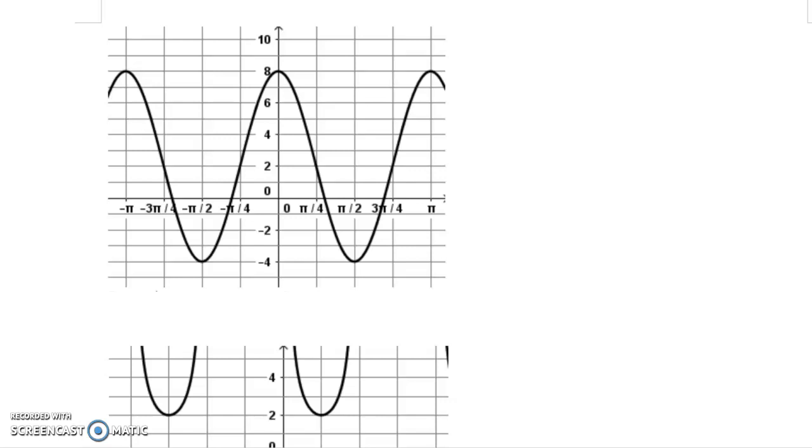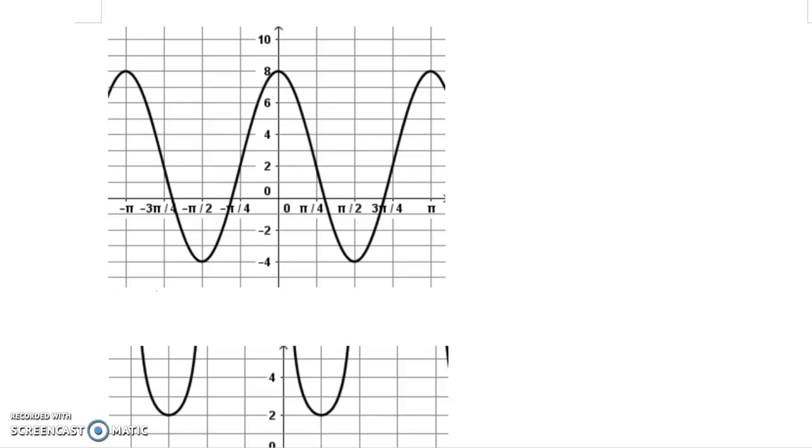The reason we need to know where the starting point is, is that if you know it, then it's really easy to see if there's any type of phase shift to the left or right. So let's take a look at the first graph. There are two possibilities here. I can write this as both a sine or a cosine curve.